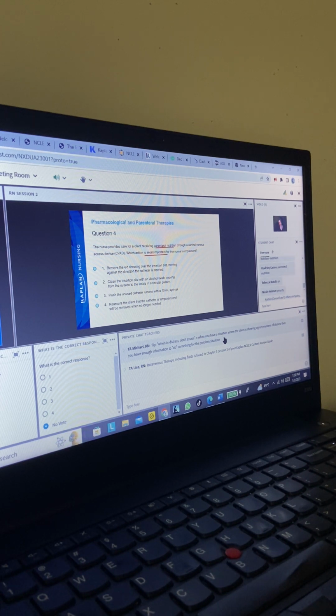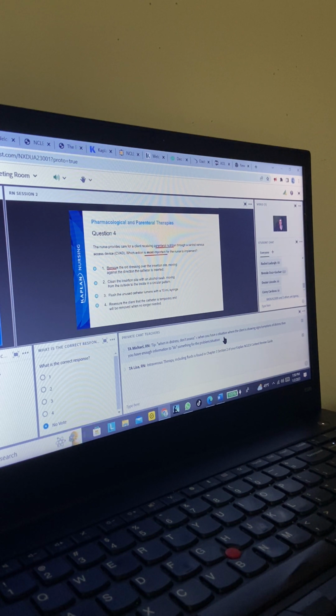And let's see here. Okay, so let's do our A's and I's. Help me out here in the chat. Remove the old dressing over the insertion site, moving against the direction the catheter is inserted. Good. Clean the insertion site with an alcohol swab, moving from outside to inside. Flush the unused catheter lumens with a 10 ml syringe and reassure.